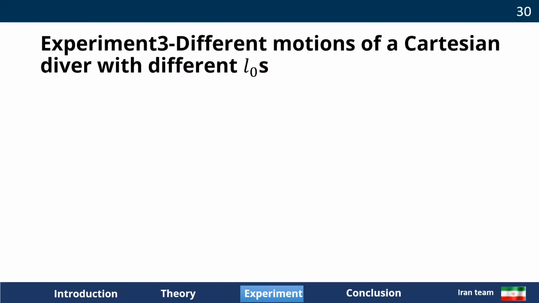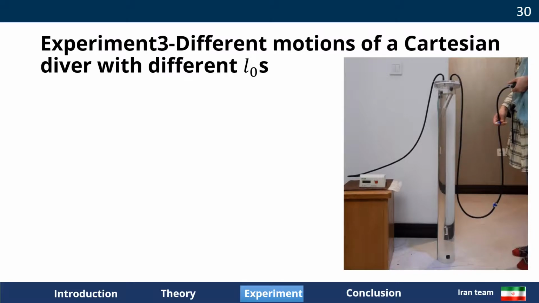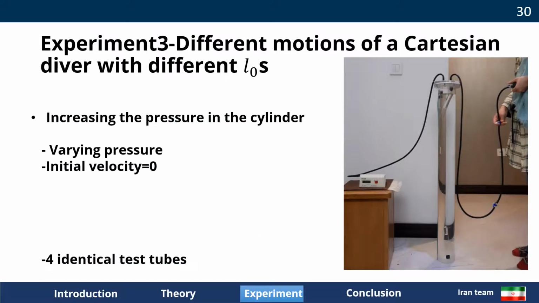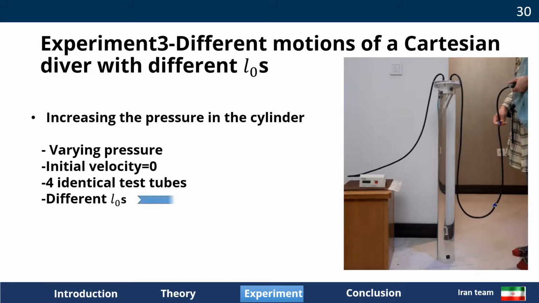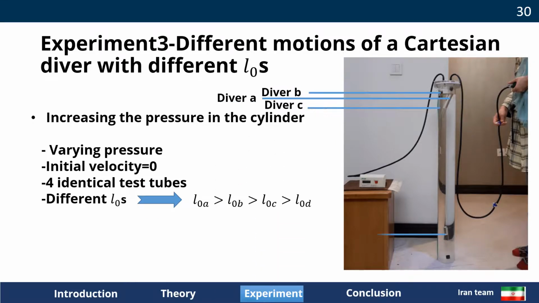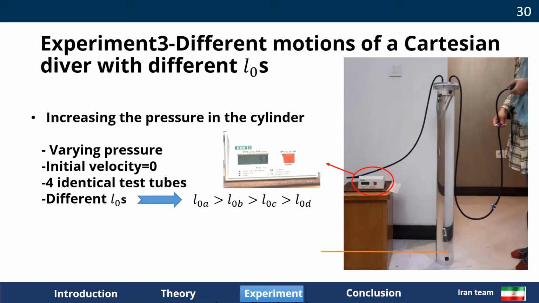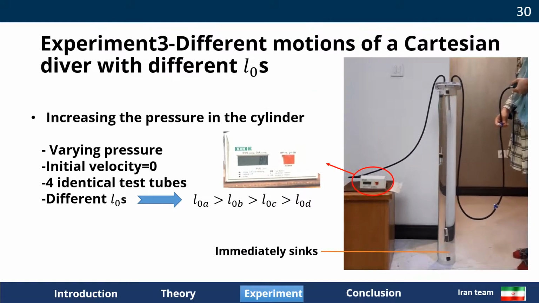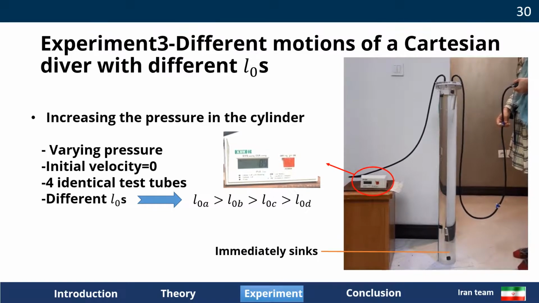In this experiment, we are investigating the different motions of a Cartesian diver with different L0s. So we use four identical test tubes with different L0s. Here we have diver A, diver B, diver C, and diver D. Diver D immediately sinks when we put it in the cylinder without any increase in the pressure.